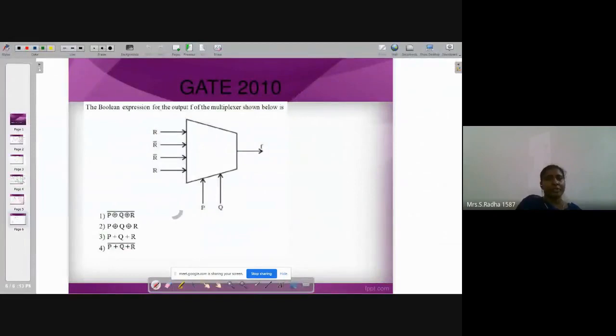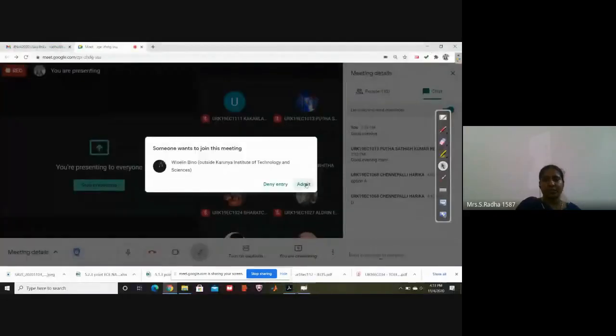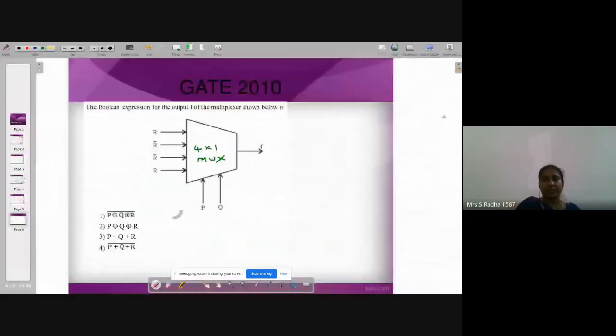The Boolean expression for the output F of the multiplexer. So this is the multiplexer. It is very clear. It is a 4 by 1 multiplexer. And you know how to write the output for a multiplexer. 0, 0 means the first input should come at the output. Then 0, 1, 1, 0 and 1, 1.